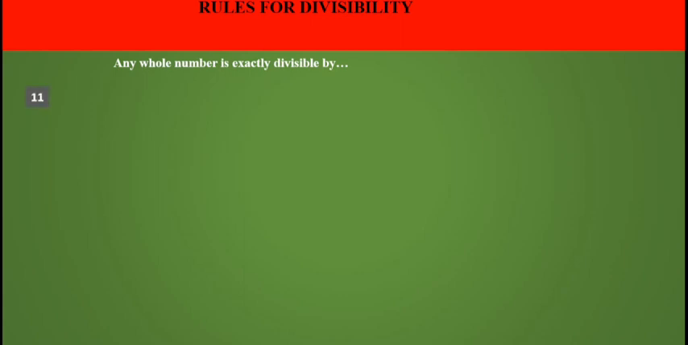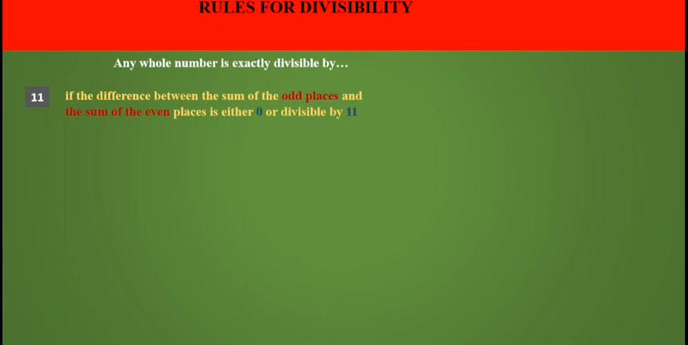For 11, if the difference between the sum of the odd places and the sum of the even places is either 0 or divisible by 11, then the number is divisible by 11. We take this example, 1089. So let's write it out. So we have 1089 making the digits of the number. The first digit is odd, the second digit is even, the third digit is odd, the fourth digit is even. So that repeats itself continuously.